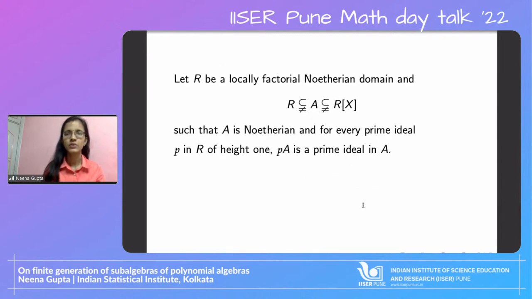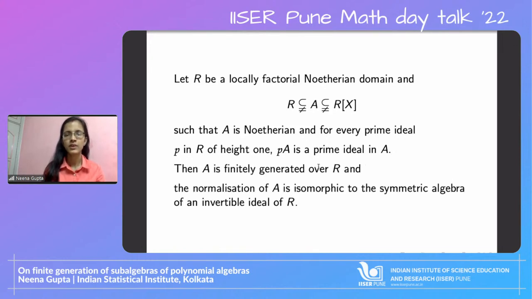And now another problem which they have studied is over a locally factorial domain. That means R is a locally factorial Noetherian domain such that A is Noetherian, and every prime ideal P of height 1 in R remains a prime ideal in A, then A is finitely generated over R, and the normalization of A is isomorphic to the symmetric algebra of an invertible ideal of R.